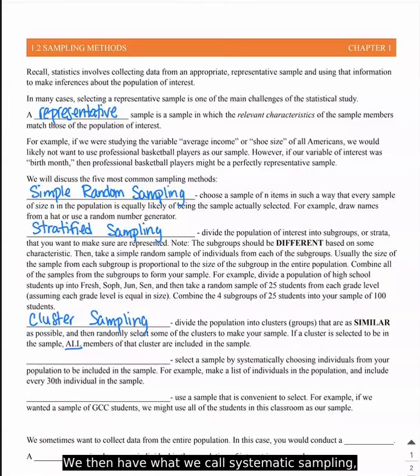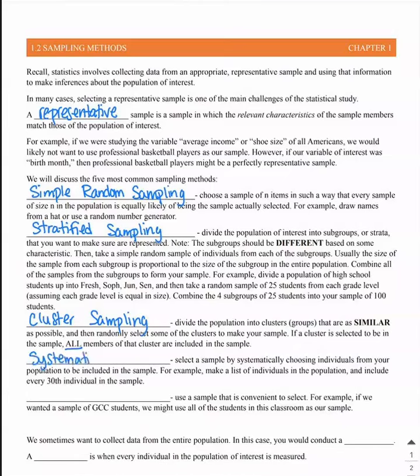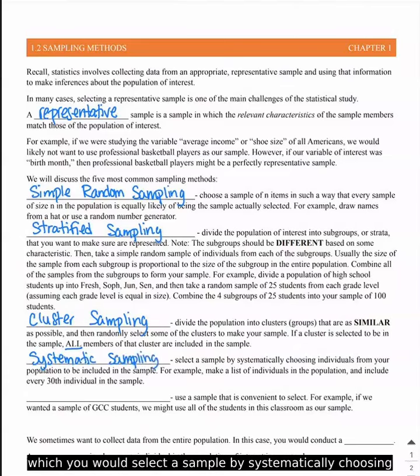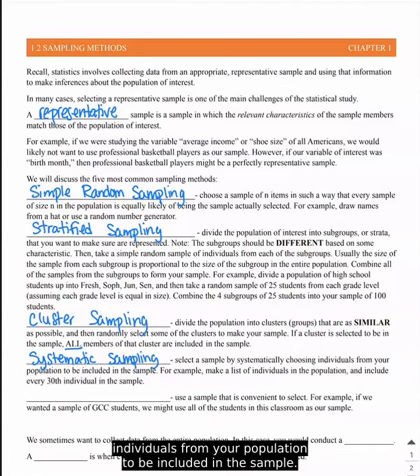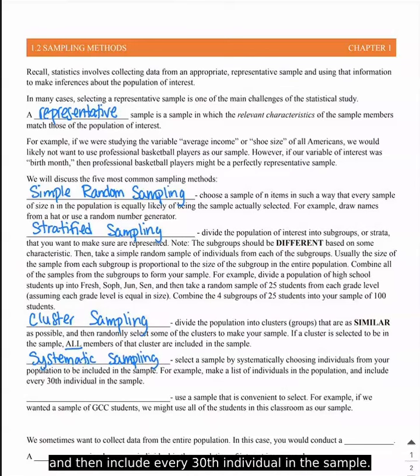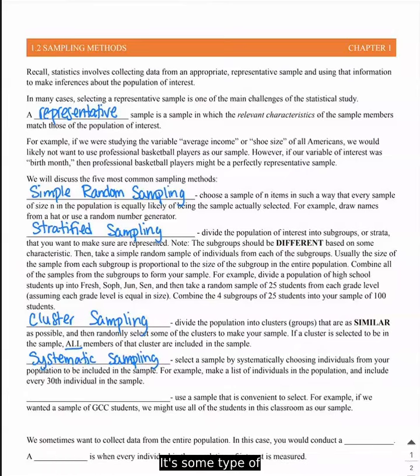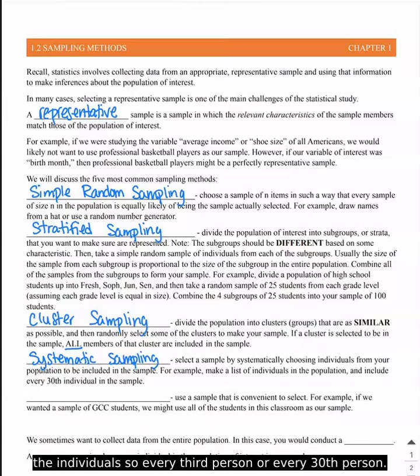We then have what we call systematic sampling, in which you select a sample by systematically choosing individuals from your population to be included in the sample. So for example, you make a list of individuals in the population and then include every 30th individual in the sample. So it's some type of numerical interval between each of the individuals, every third person or every 30th person, so you get this systematic sampling.